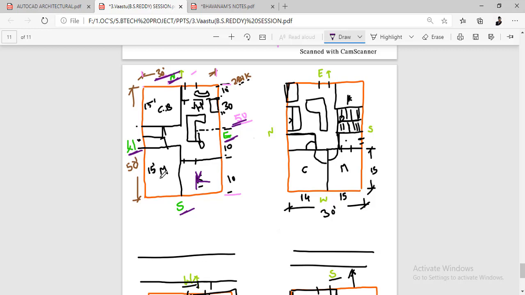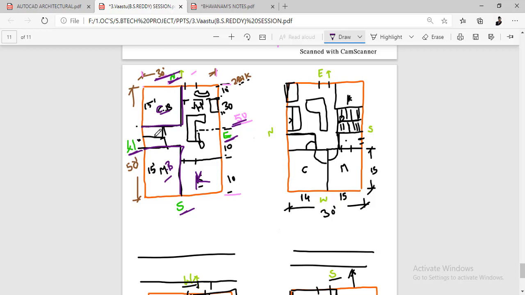And after that, southwest, as per vastu I need to provide a master bedroom. So for that I just provide a master bedroom here. And after this, northwest, I need to provide some guest bedroom. Even if it is a guest or children's bedroom, no problem. So I just provide a bedroom here.